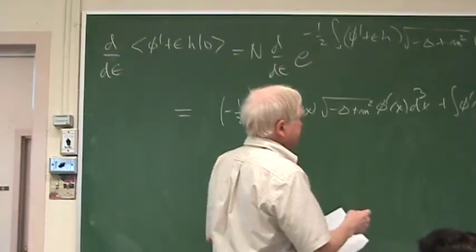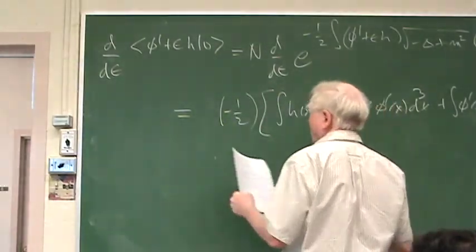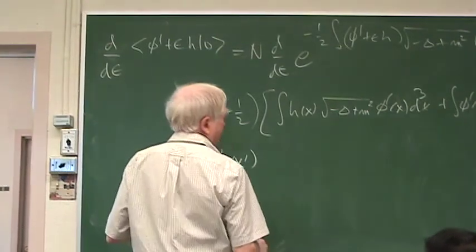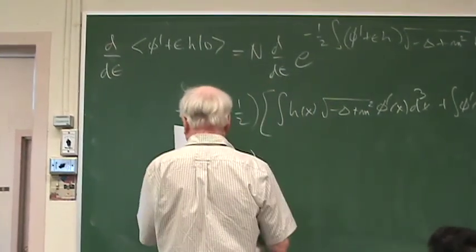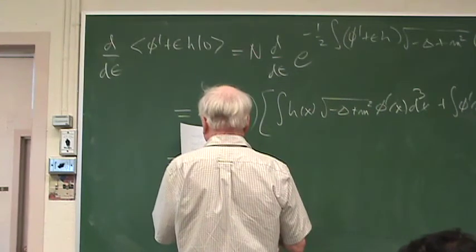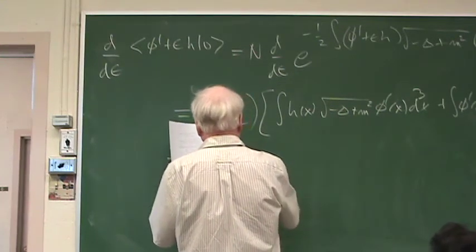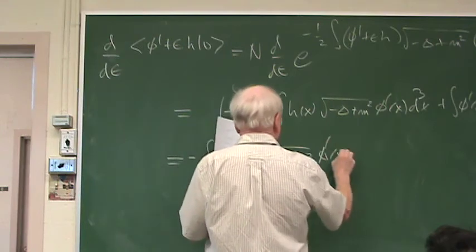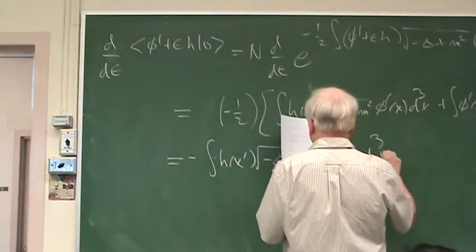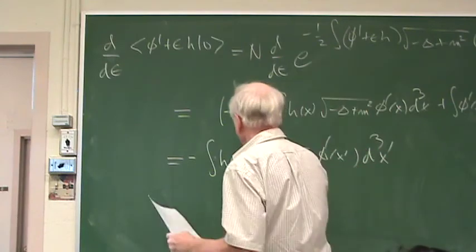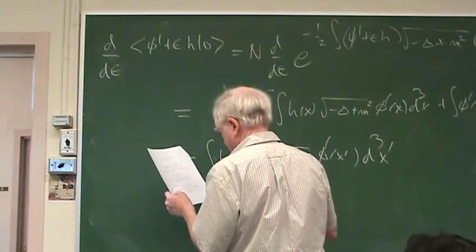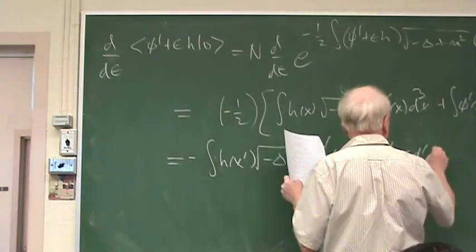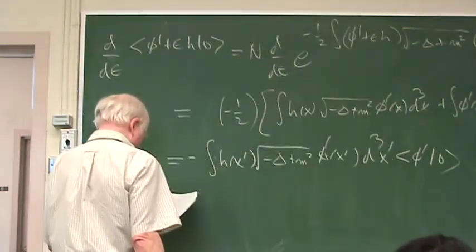On the other hand, if we integrate by parts, we see that this is equal to just minus the integral of h of x prime. Well, or h of x, we don't really need the prime. If I follow the notes, it's h of x prime, but I don't see why. Let me get rid of the primes. Anyway, we get this expression here.